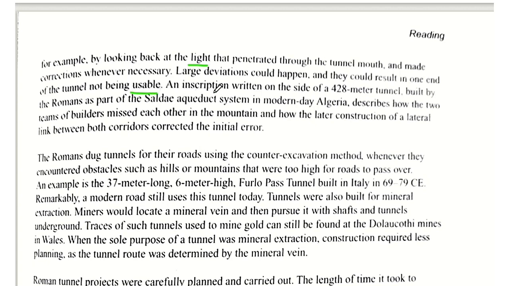An inscription, which is written on the side of a 428-meter tunnel built by the Romans as a part of the Saldae aqueduct system in modern day Algeria, describes how the two teams of builders missed each other in the mountain, and how the later construction of a lateral link between both corridors corrected the initial error.